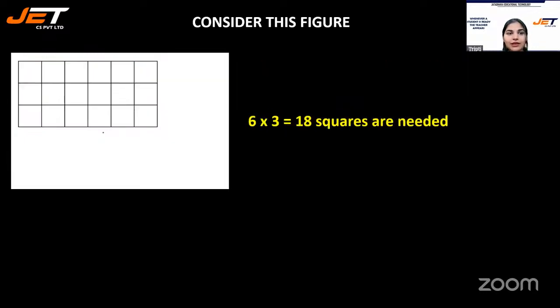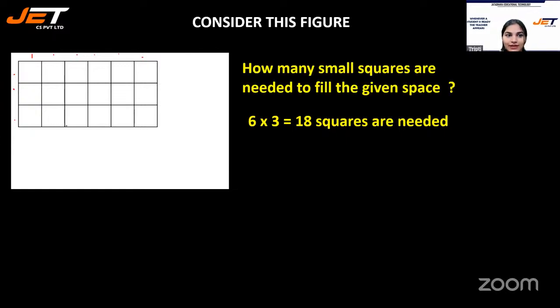Here, 6 by 3 means 6 columns and 3 rows. I can see column 1, 2, 3, 4, 5, 6, 6 columns and 3 rows: row 1, row 2, row 3. 18 squares are needed, right? You don't even need to count one by one. You just count the number of rows and the number of columns and multiply them. You will get how many squares are needed.